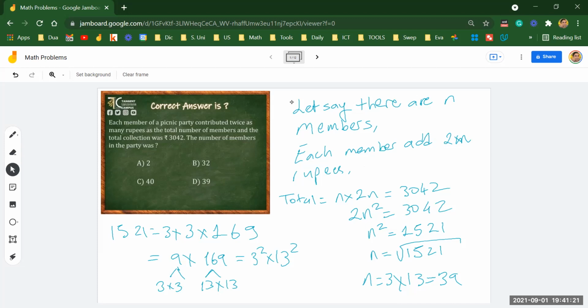So what we need to do is just factorize this one. If you add the digits, 1 plus 5, 6, plus 2, 8, plus 1, 9. So this is a multiple of 9. When we divide this by 9, we get 169. It means 9 is the square of 3, 169 is the square of 13. So when we factorize, 3 squared times 13 squared, taking the square root, it equals 3 times 13, which is 39. So this is the answer to the first question.